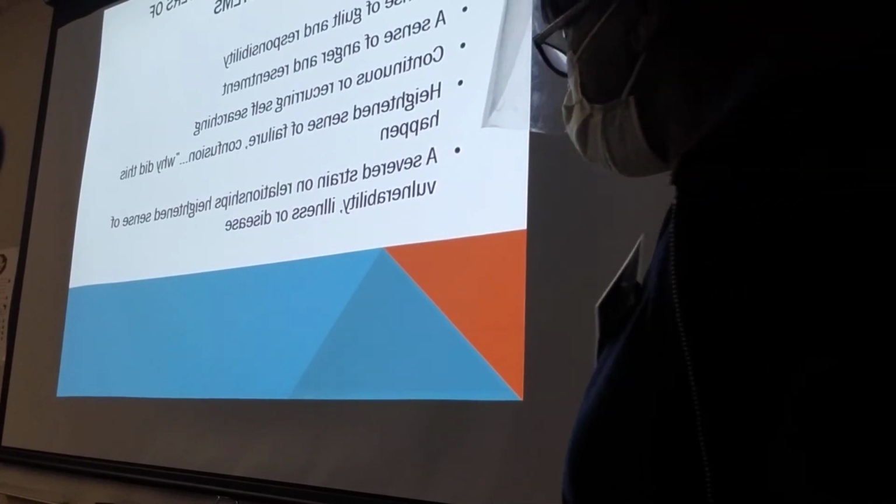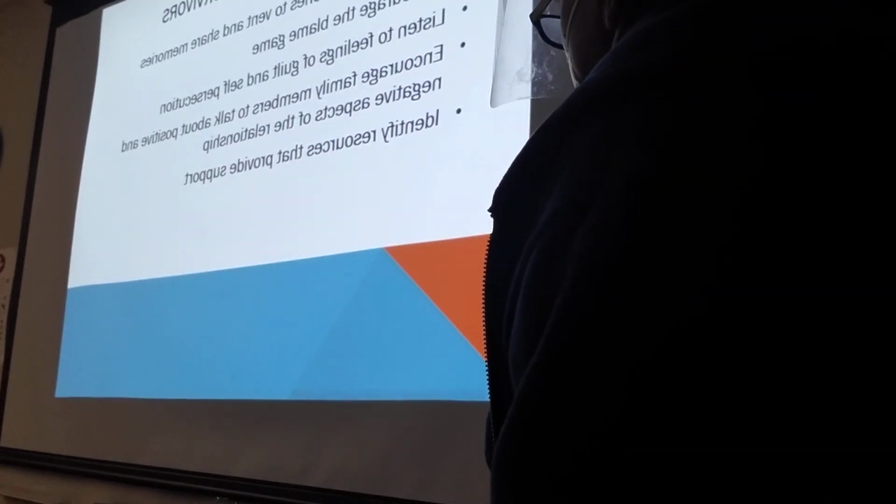All right. So we want to make sure we encourage loved ones. Let them vent. Let them share their feelings. Let them share their memories, whether they're good or whether they're not so good. I'd rather say it that way. Discourage the blame game, the blaming of themselves. Listen to the feelings of guilt and self-persecution. Encourage family members to talk about the positive and the negative aspects of the relationship, and identify resources that provide support.